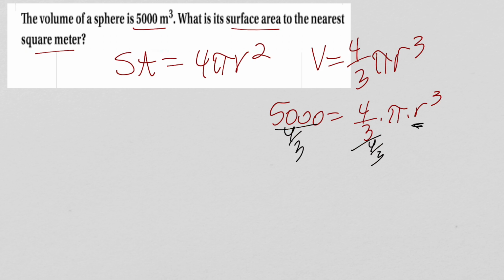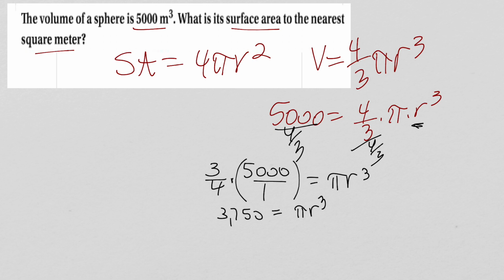When I divide by 4/3, what happens to the 4/3? It actually flips around. So it becomes 3/4 times 5,000. I'm going to put it over 1 to equal pi r cubed. Once we do that, I get 3,750. Now I'm going to divide by pi on both sides. And I get 1,193.7 is r cubed.